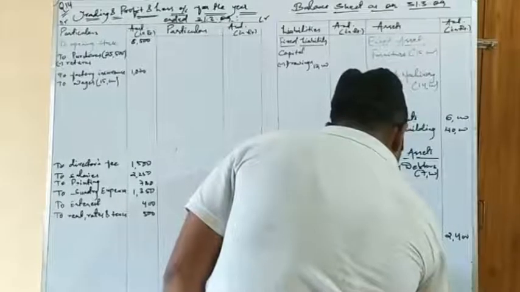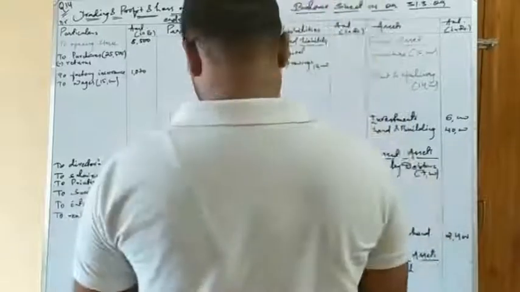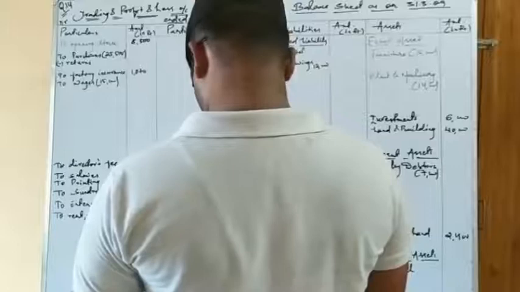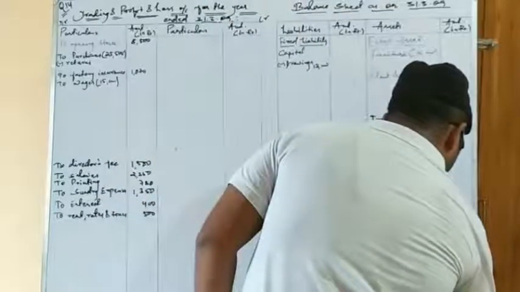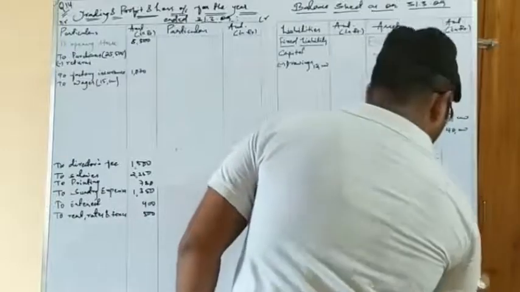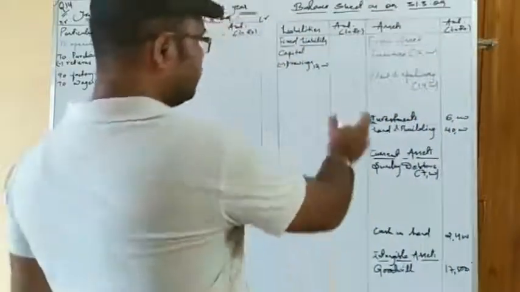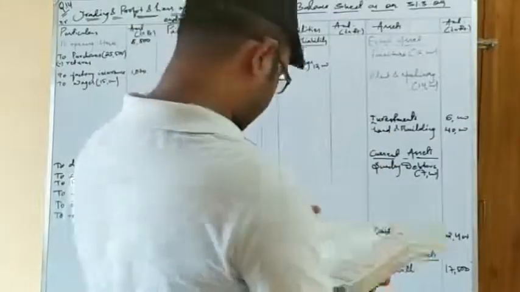The first intangible asset we have till now is goodwill. We always have intangible and fixed assets at the bottom. So goodwill given is 17,500. Since there are spaces for fixed assets in current assets, I wrote the intangible asset at the last.